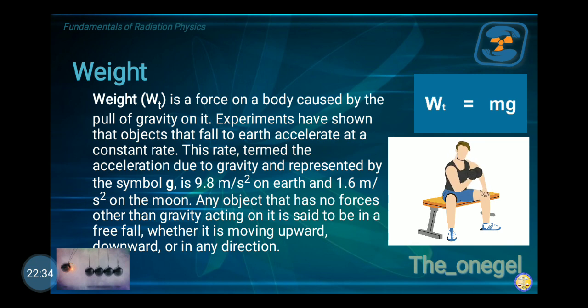So experiments have shown that objects that fall to the Earth accelerate at a constant rate. This rate, termed the acceleration due to gravity and is represented by small letter g, is 9.8 meters per second squared on Earth, and that is 1.6 meters per second squared on the Moon. So mas maliit yung acceleration due to gravity constant on the Moon kasi nga mas malayo na siya sa center of the gravity. Any object that has no forces other than gravity acting on it is said to be a free fall. Whether it is moving upward, downward, or in any direction.